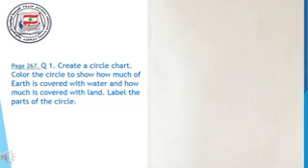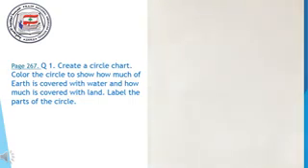Now we're going to solve question number 1 on page 267. Create a circle chart. Color the circle to show how much of Earth is covered with water and how much is covered with land. Label the parts of the circle. So now we're going to watch a video and solve the question.